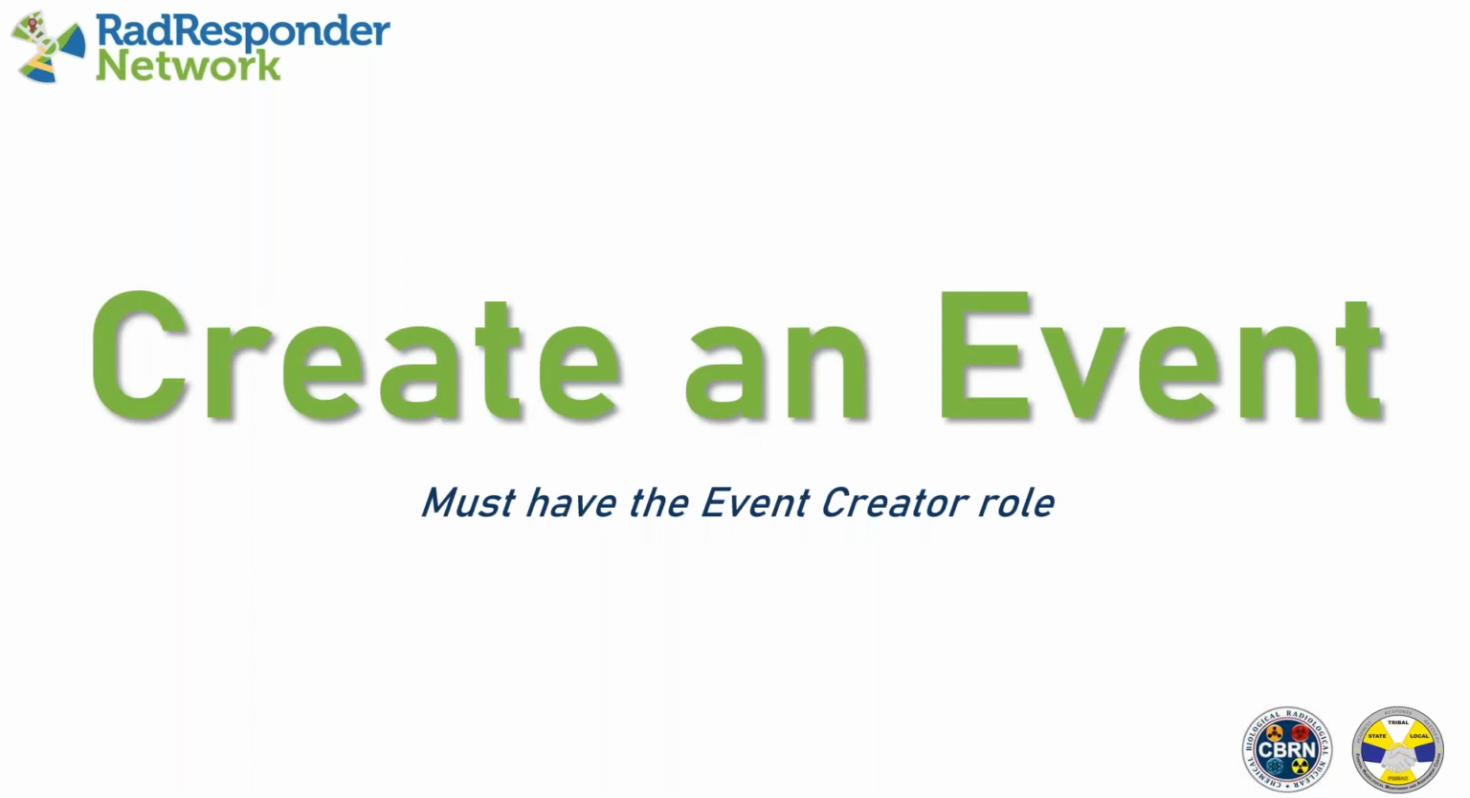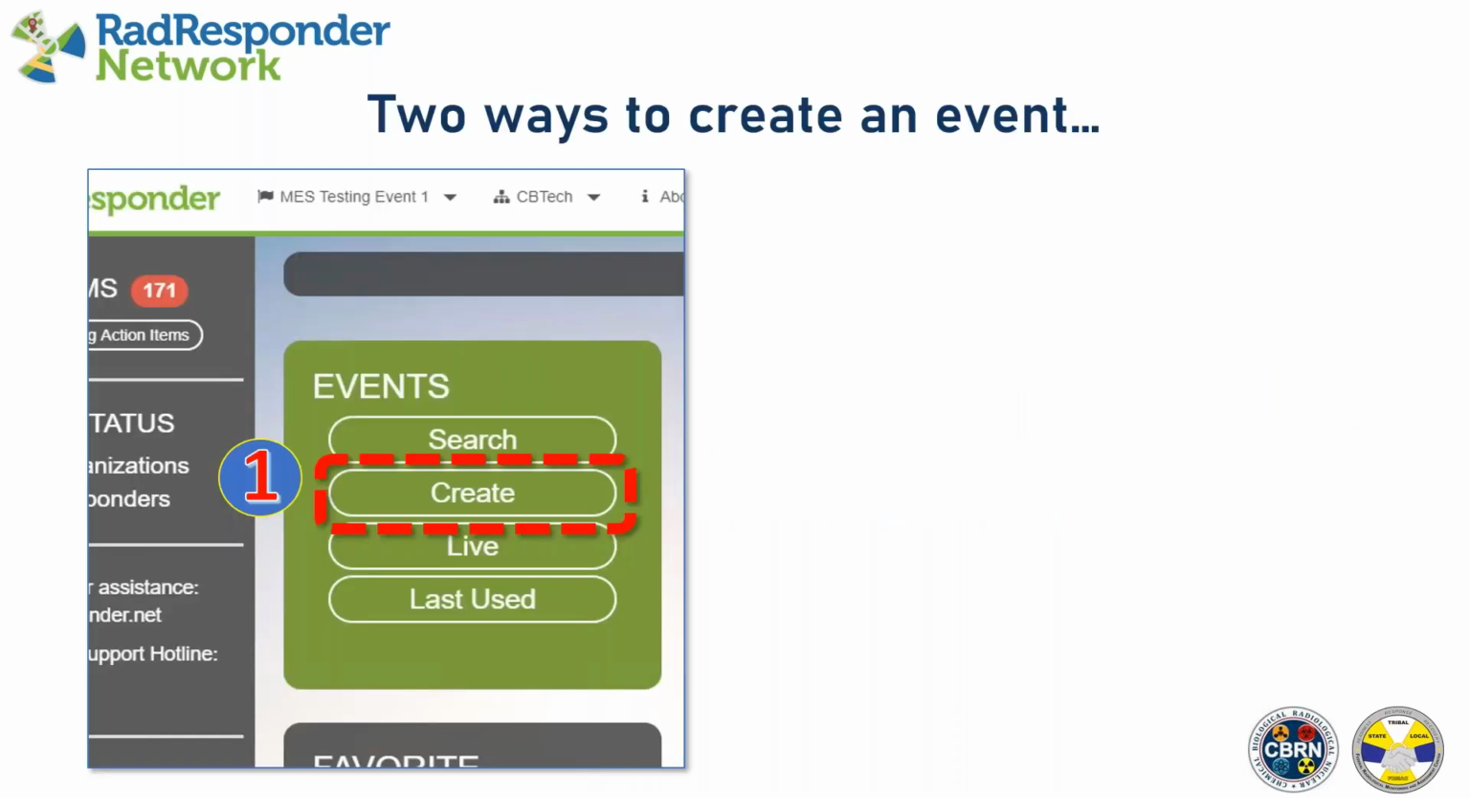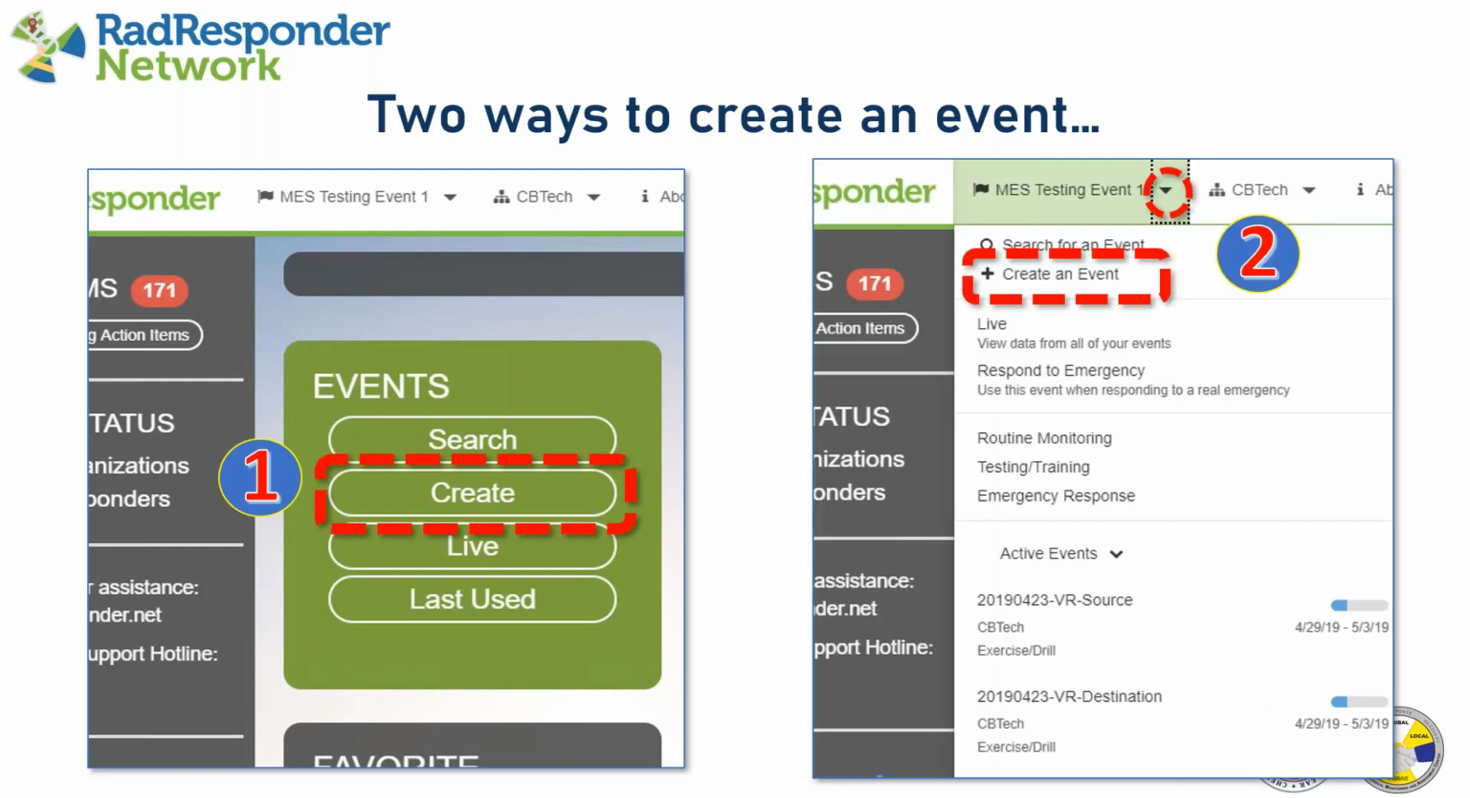The first skill that we're going to cover today is to create an event. So in order to create an event, you must have the event creator role. And there are two ways you can go about creating an event. The first way is on the home page. You can click the create button in that green quick tile. Or you can just simply navigate to the event space, which is in the top banner closest to the RadResponder logo. Click that drop-down button and then click Create Event.